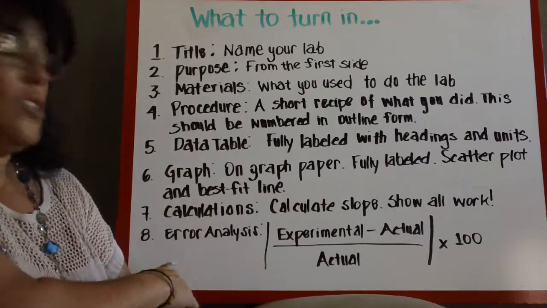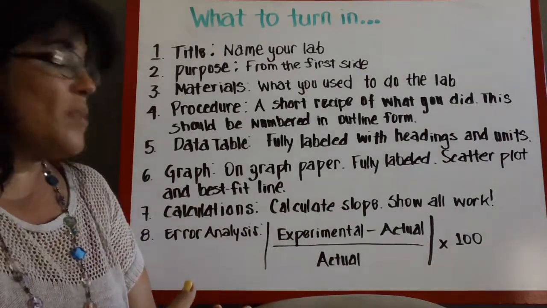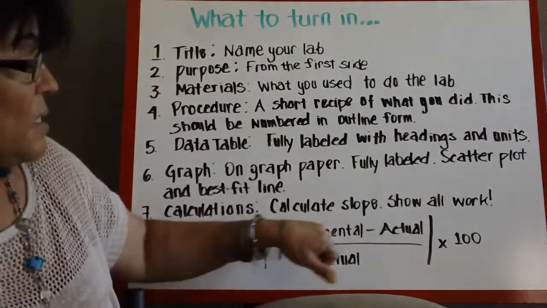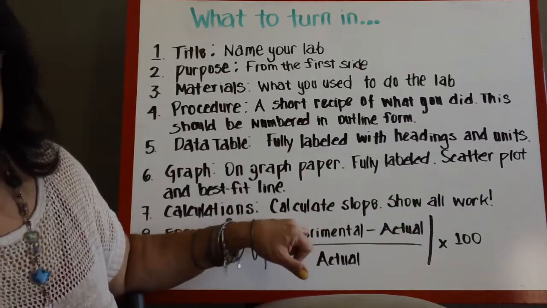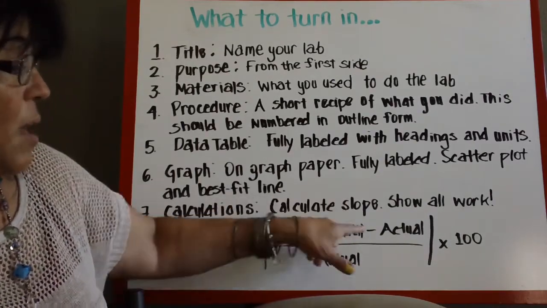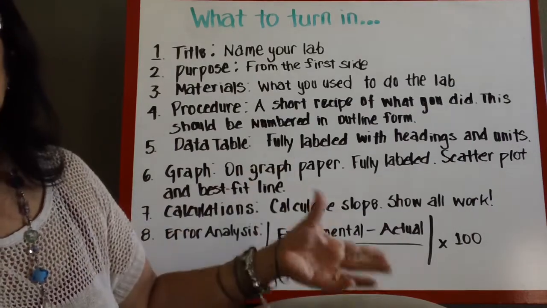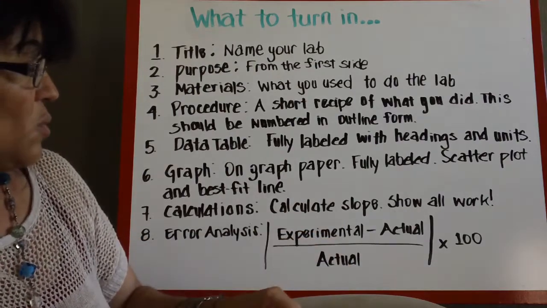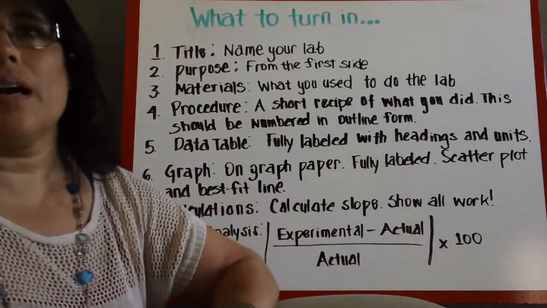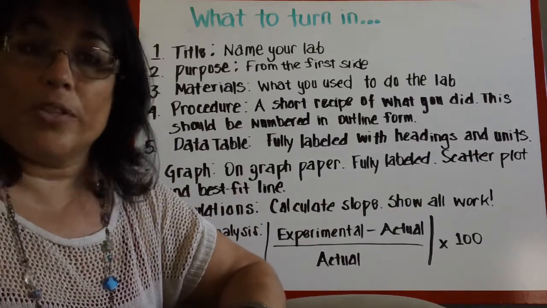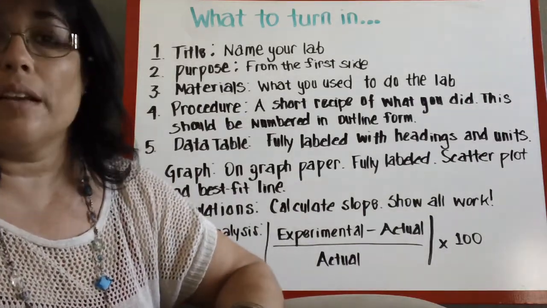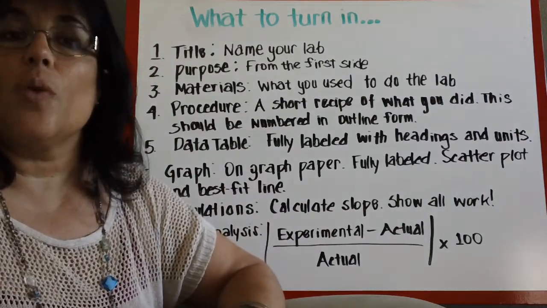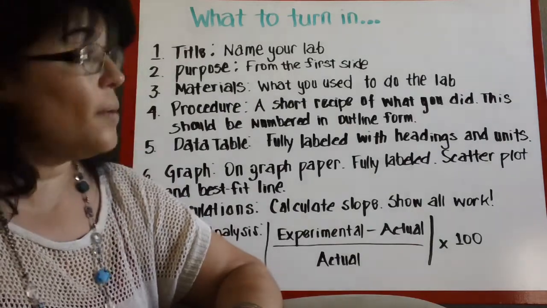And then the last one is your error analysis. This is something that we talked about, the error that's intrinsic in the lab. You're going to take the experimental value of the slope, which is what you've determined over here, minus the actual value. As you do the lab, you're going to realize what that slope means. Then it's all over the actual value, and you're going to multiply it by 100, and you're going to get a percentage. Hopefully it's not a 90% error rate, but maybe you'll get a 1% error rate, and that'll tell you how much error is involved in the lab that you've done.